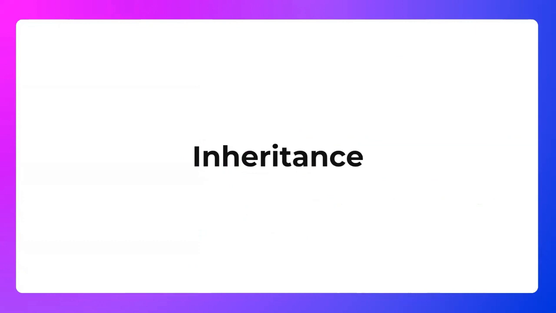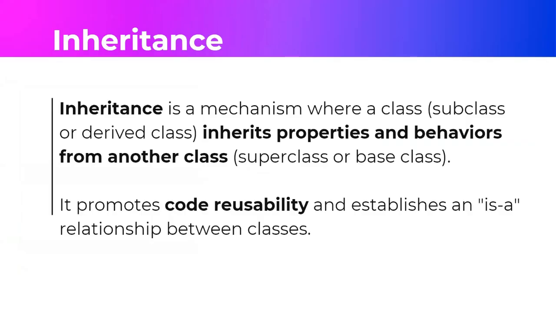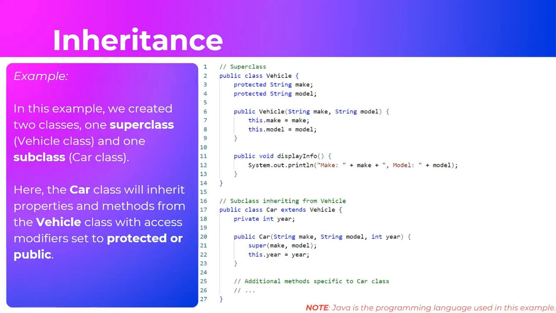Now let's talk about inheritance. Inheritance is a mechanism where a subclass inherits properties and behaviors from a superclass. The main idea of inheritance is to promote code reusability, meaning anything existing in the superclass will be reused by the subclasses.